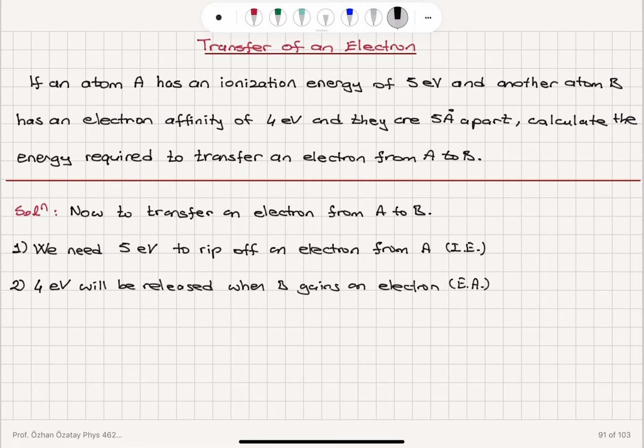So these two atoms are at infinite distance. One has released the electron, the other one has gained the electron. Now we're going to put them at a distance 5 angstroms apart. In doing so, there will be some energy released because we have a positive ion and negatively charged ion. They will have an attractive potential.